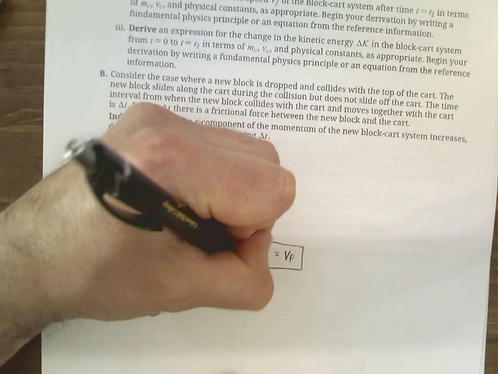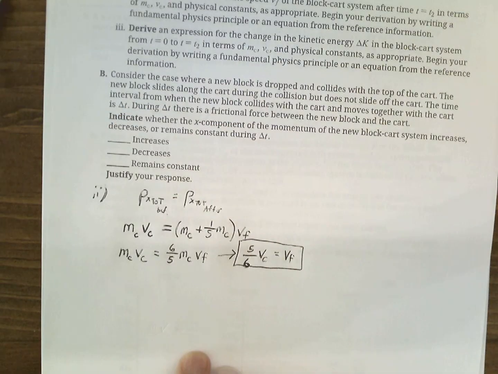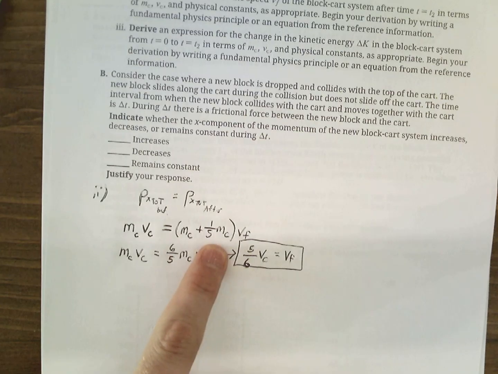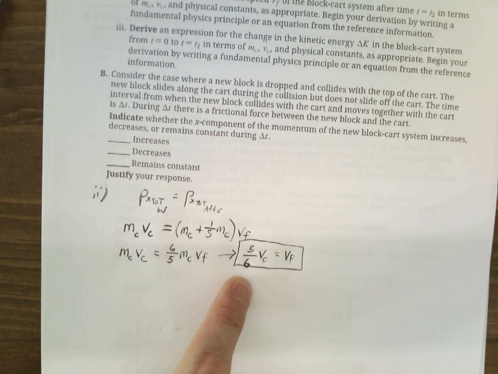So as an application of conservation of momentum, setting the total momentum before equal to the total momentum after, that added mass here is going to decrease that final velocity, and we got that in our answer. We're at 5/6 of what we started with.